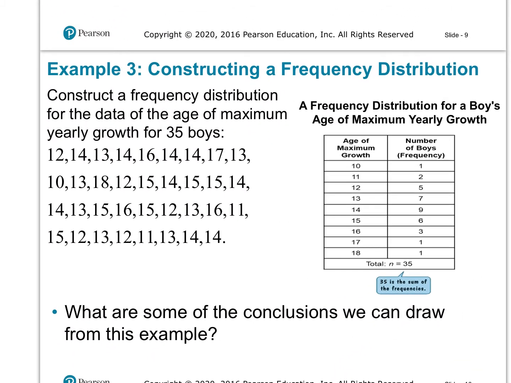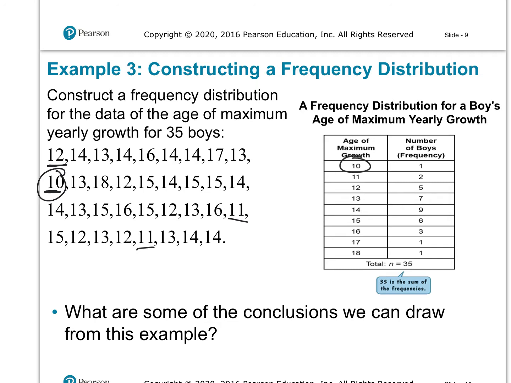All right, so constructing a frequency distribution. It says construct a frequency distribution for the data of the age of maximum yearly growth for 35 boys. So you're looking at the lowest number to the highest number. If you look through each of these, it looks like 10 is the lowest. Like if you look through each row, 12 would be smaller, 10 would be smaller here, and then 11. So it looks like 10 would be your smallest.